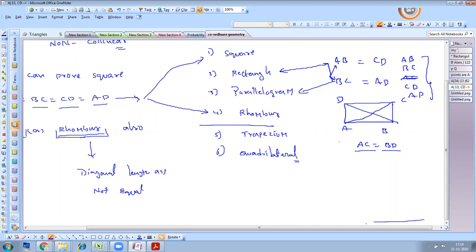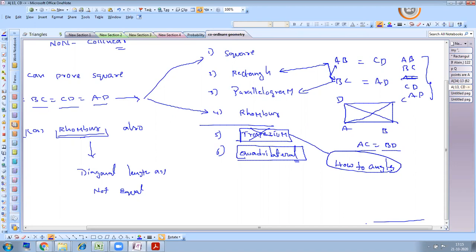Is it clear, guys? Trapezium will come only when you know how to calculate the angles. They will ask trapezium questions only with the angle concept. Till then, if all four sides are different, you can say straight away it's a quadrilateral. Because all of these come under quadrilaterals only. A square you can call a quadrilateral, a rectangle also you can call a quadrilateral. What kind of quadrilateral it is, you have to decide by applying these conditions. Is it clear, guys, so far?